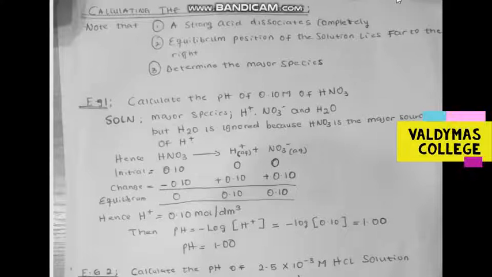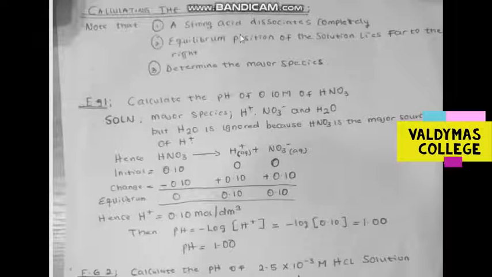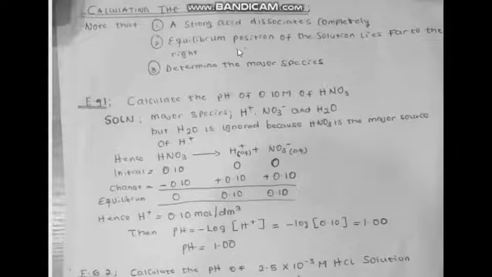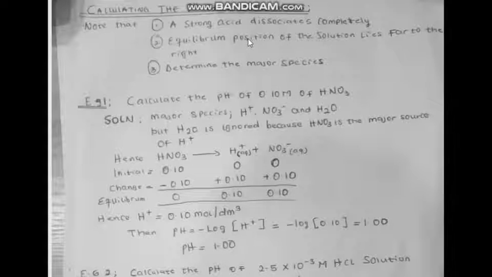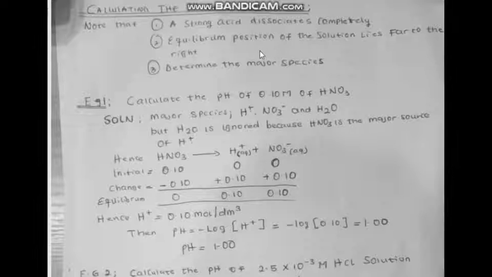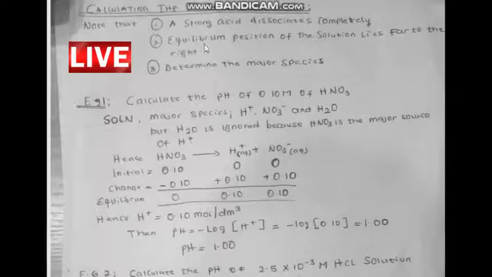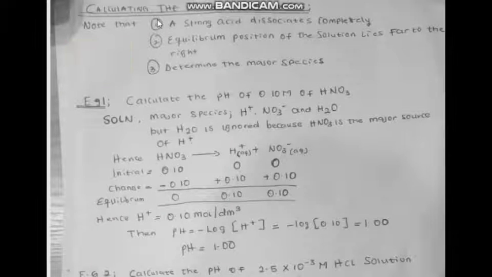Talk about the calculation of the pH of a very strong acid. Of course, a strong acid, we all know, dissociates completely, and a strong acid is determined by the equilibrium position, and the equilibrium position of a strong acid solution lies far to the right. Why? Because such an acid will dissociate finally until the concentration is 0. And in calculating the pH of a strong acid, we must determine the major species.